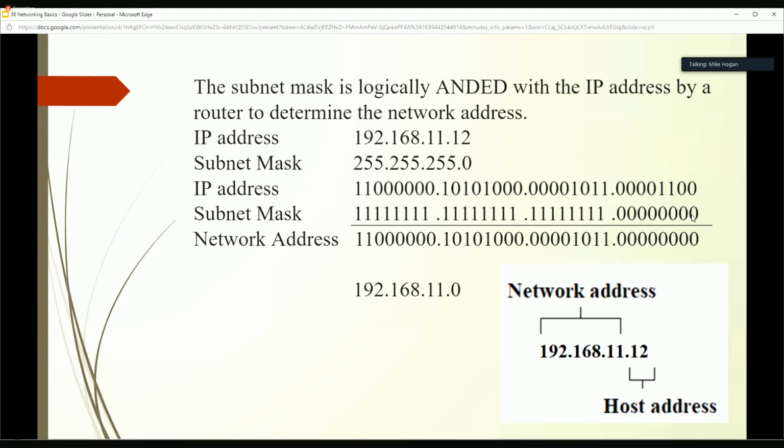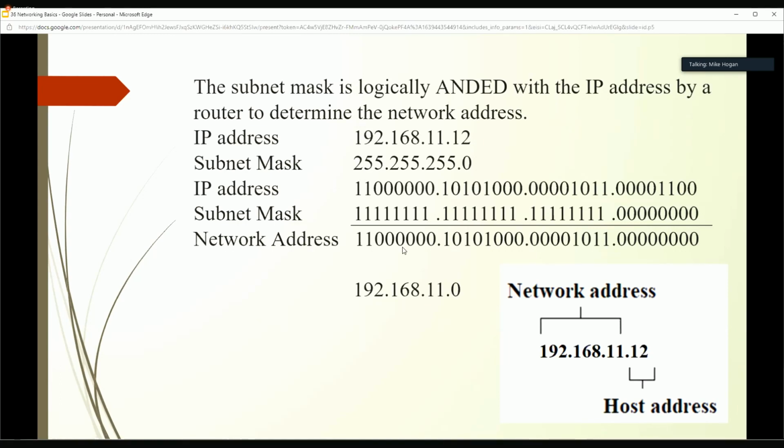And all this does is it allows basically all the bits that are ANDed with ones to just fall through, and I get the exact same thing. And everything that's ANDed with zeros, I'm going to get 0. And what it tells me is that this host, 192.168.11.12, based on this network address, lives on the 192.168.11 network, right?